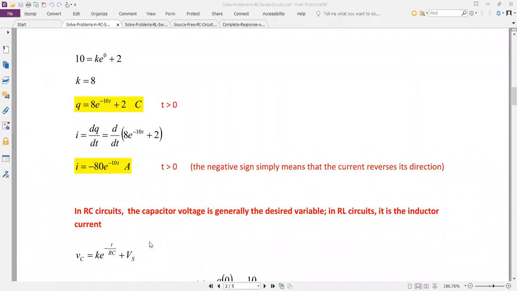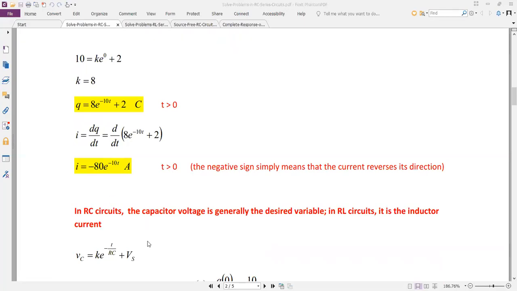There's something you need to know about this one. The negative sign that you are seeing here is due to the derivative of E raised to U, which is negative 10 for the U. So that is why this became negative 80. The negative sign simply means that the current reverses its direction. So the assumed direction of the current is actually not the correct direction in which it is flowing through your circuit elements. So nothing to worry about the sign. It's just the direction that it is representing. So if it's negative, then it's the opposite of the assumed direction.